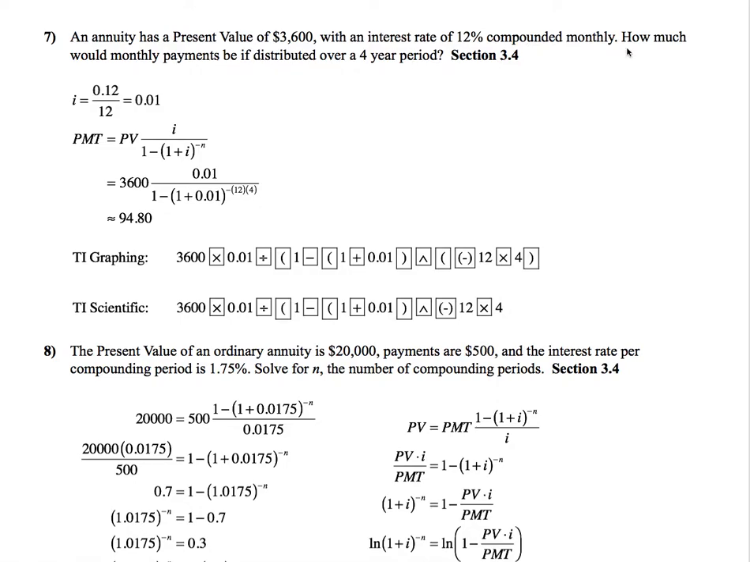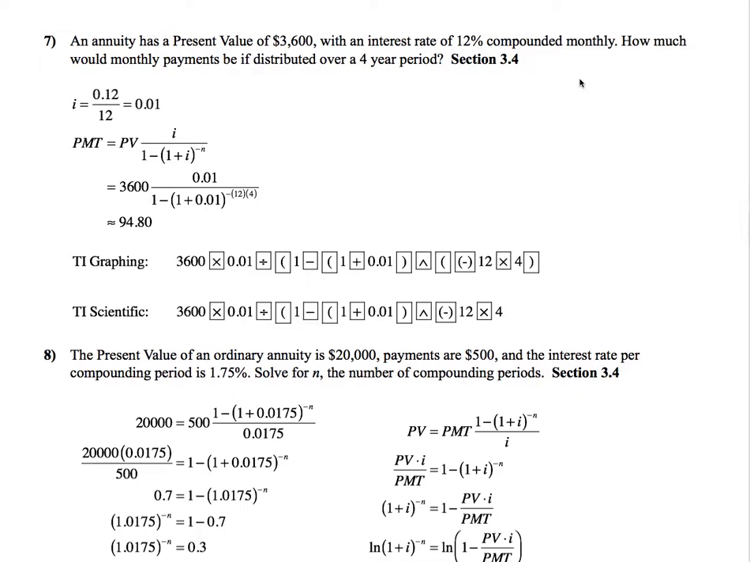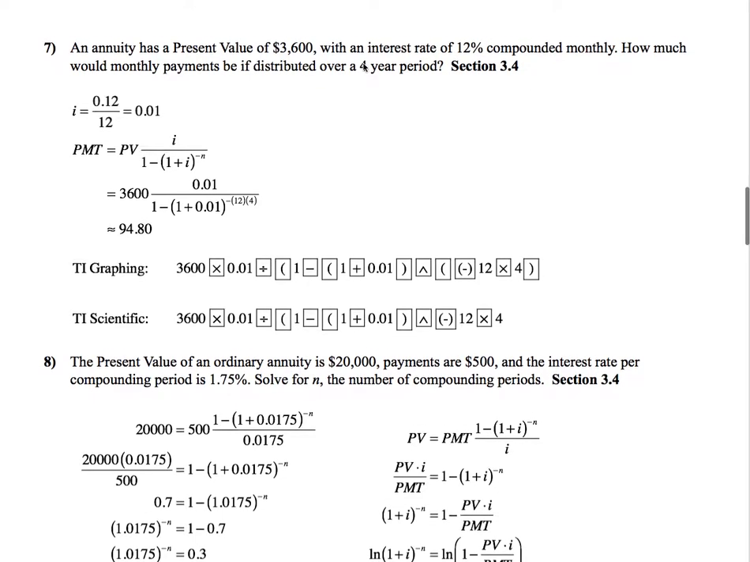It's compounded monthly, and we want to know how much monthly payments are going to be if they are distributed over a 4-year period. Well, the formula is right here. Payment equals principal value times i divided by 1 minus the quantity 1 plus i raised to the negative n, n being the total number of compounding periods, but it's negative in this case.